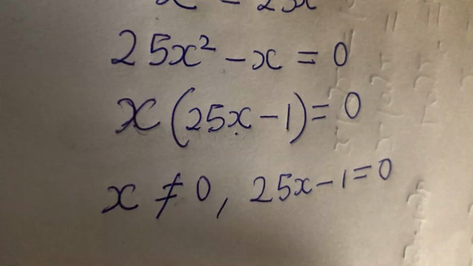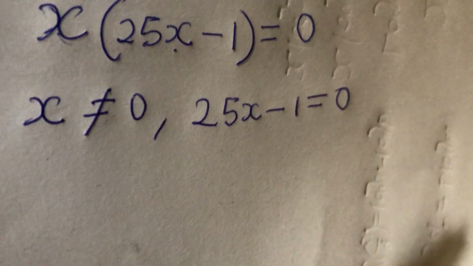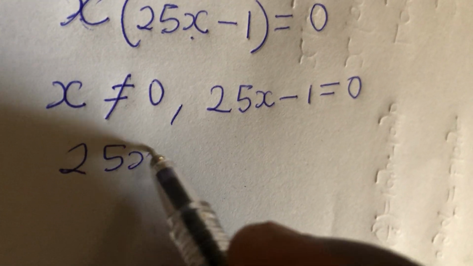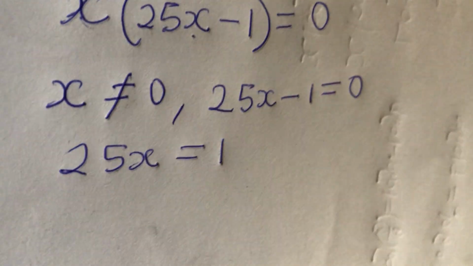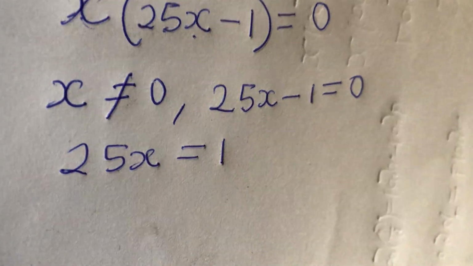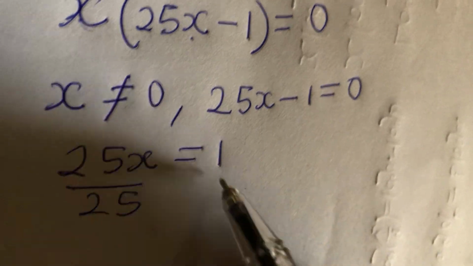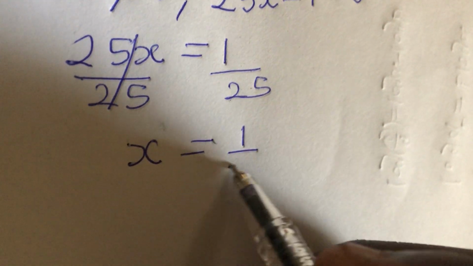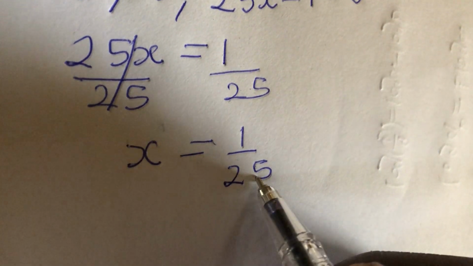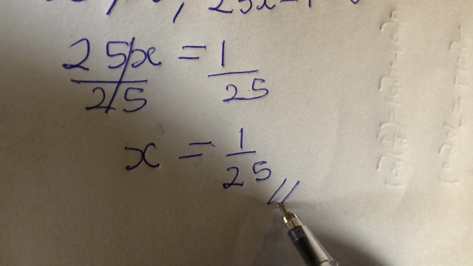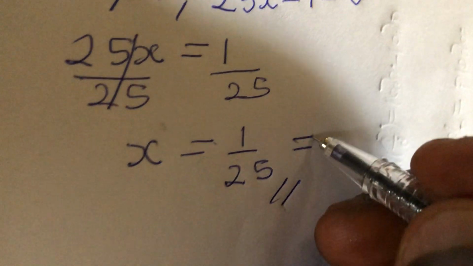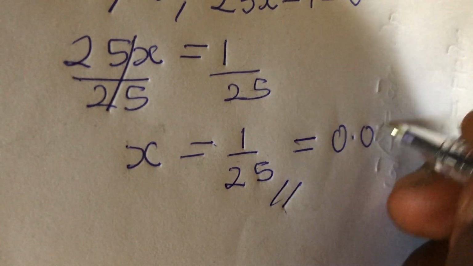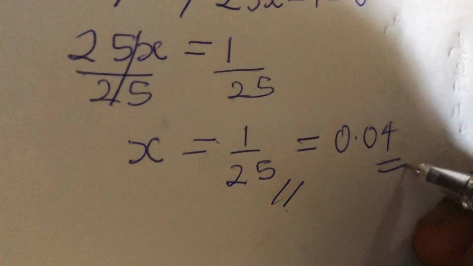In that case, let us find the other value of x. From here, we can now say 25x is equal to 1 by the time we add 1 to both sides. So dividing both sides by 25, we now get x to be 1 over 25. Then 1 over 25 is the answer that we are supposed to get. 1 over 25 is the same as, if you press it on your calculator, you should get 0.04. Okay, so that's our final answer.